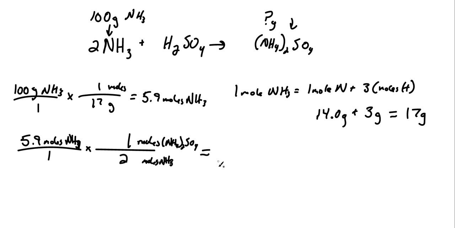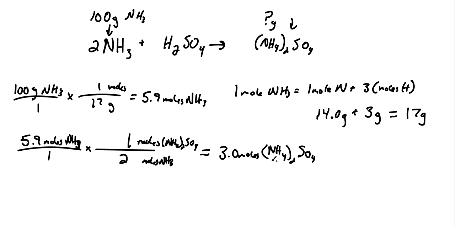So we divide that by 2. 5.9 divided by 2 is what? 2.95. So we're going to say 3.0 moles of ammonium sulfate. That's a really poor looking S. There we go. Okay, so now we've gone grams to moles to moles. Now we have to go back to grams.